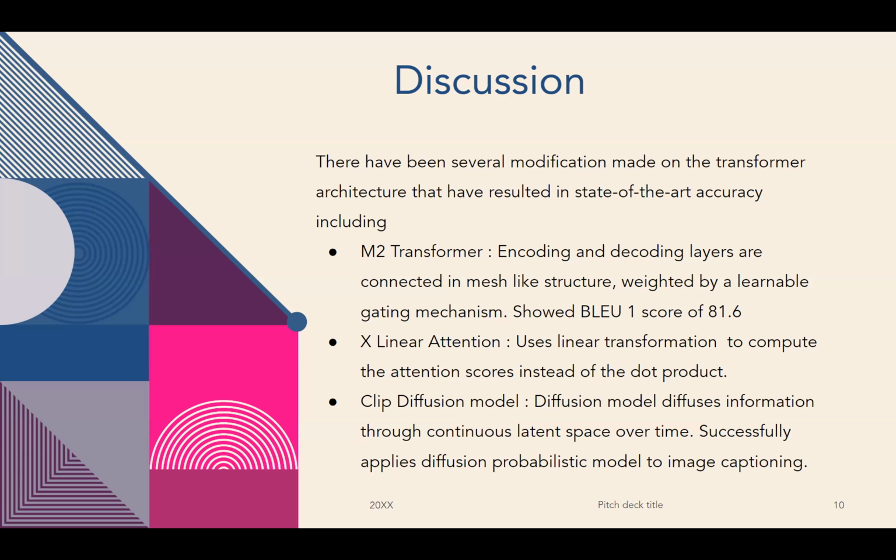They have shown state-of-the-art accuracy in generating captions, such as the M2 transformer, which has encoding and decoding layers connected in a mesh-like structure weighted by a learnable gating mechanism. They have shown a BLEU-1 score of 81.6. Similarly, the CLIP diffusion model diffuses information through latent space over time, and in this paper, they have successfully applied a diffusion probabilistic model to image captioning.